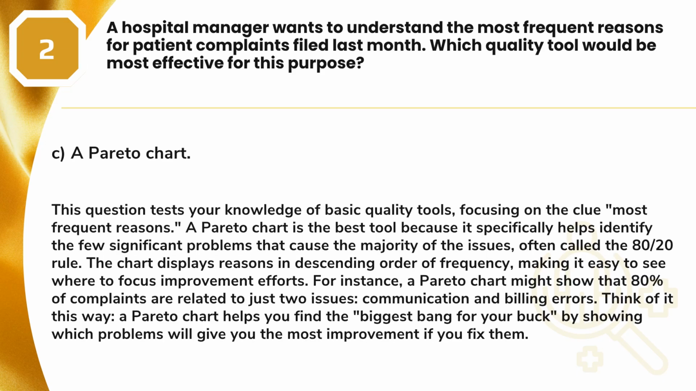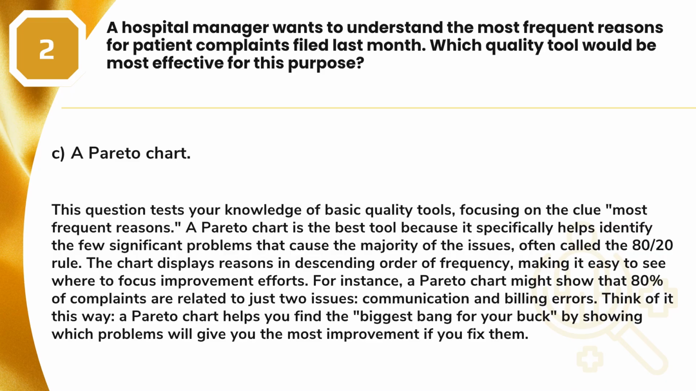Answer: C. A Pareto chart. This question tests your knowledge of basic quality tools, focusing on the clue most frequent reasons. A Pareto chart is the best tool because it specifically helps identify the few significant problems that cause the majority of the issues, often called the 80-20 rule. The chart displays reasons in descending order of frequency, making it easy to see where to focus improvement efforts.